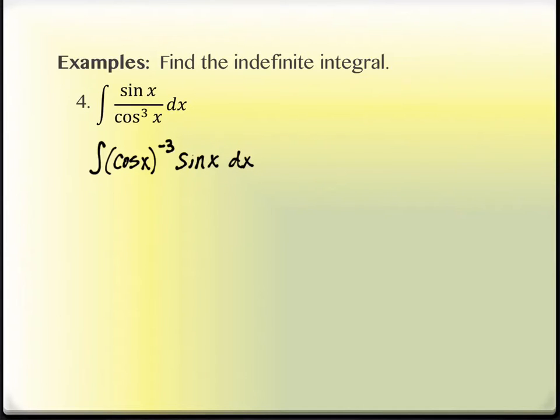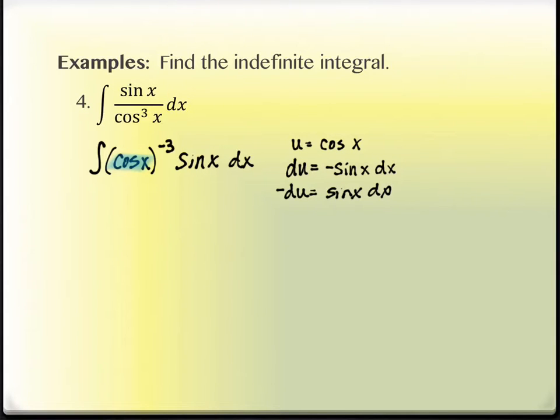Because my embedded inside function is now the cosine of x, right? So that's my u. U is cosine of x. So then, what is my derivative of u? This one does have the negative, so negative sine of x dx. But I don't have negative sine of x dx, I just have sine of x dx, so what do I need to do? I'll just pull the negative to the other side, right? So it's negative du that will replace my sine of x dx.